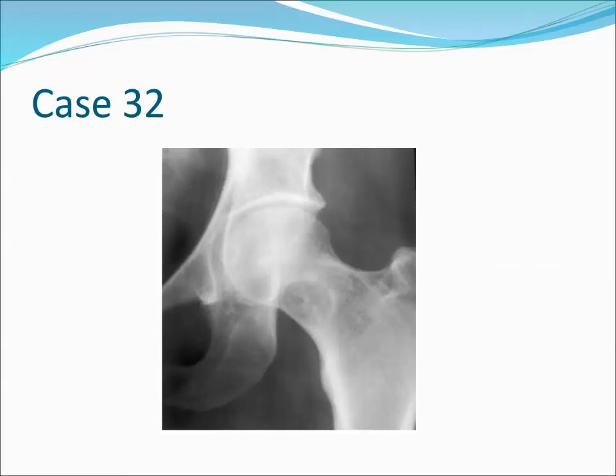Case number 32, monostotic fibrous dysplasia. The proximal femur is a common place for monostotic fibrous dysplasia. This presentation is typical and should not be confused with an infection. Some speckled calcification is noted within the lesion that should not be misconstrued as chondroid calcification in an enchondroma.